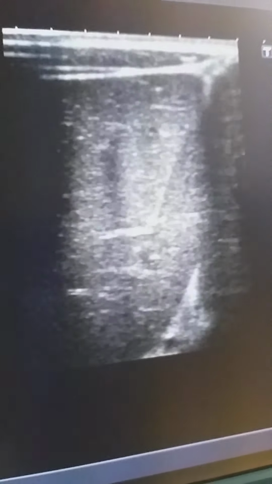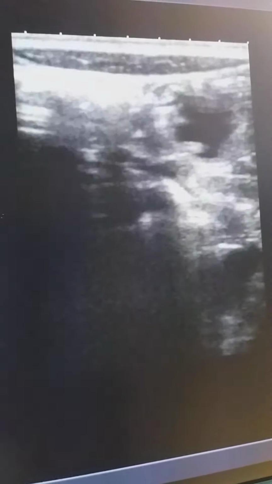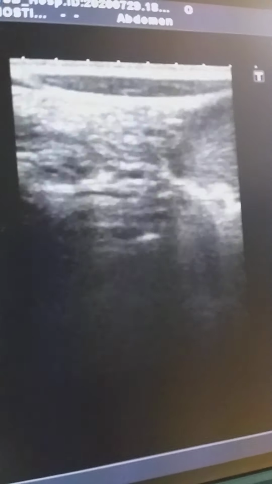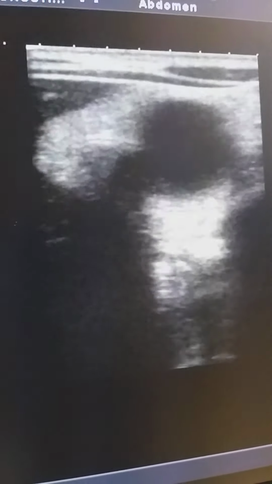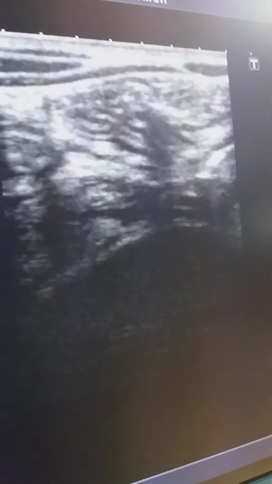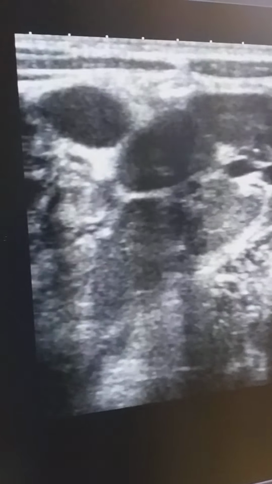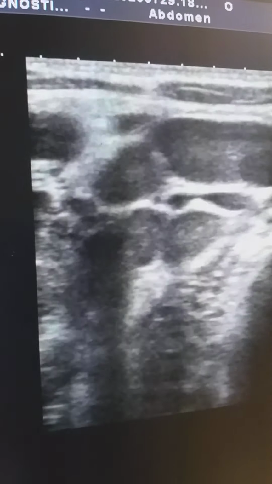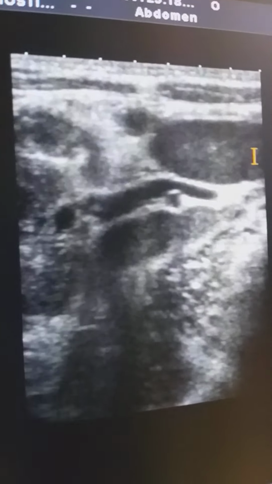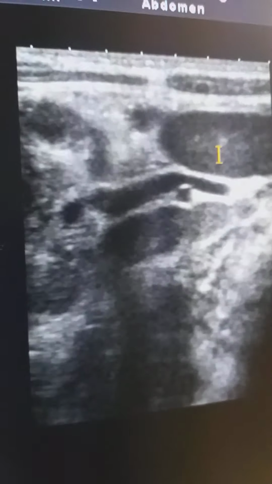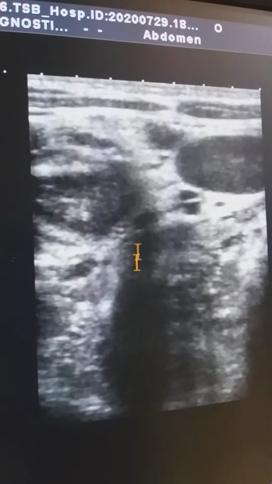So here I am scanning the abdomen, starting from the right hypochondrium to the lower region. I have reached the right iliac fossa. Here we can see that there are multiple enlarged lymph nodes along the mesenteric vessel at the iliac fossa region.